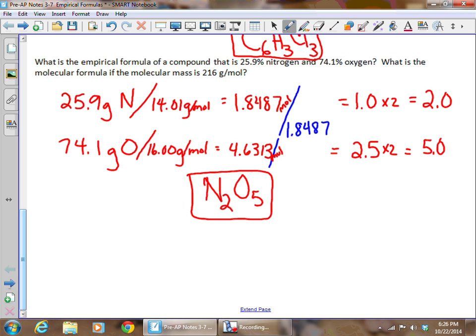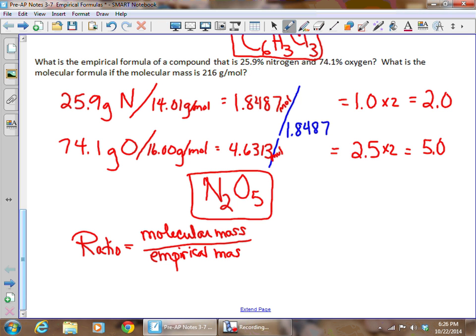And we box it and we're ready to go, except we hopefully realize we haven't finished the problem. The next part says, what's the molecular formula if the molecular mass is 216? So we need that extra step that we just did in the previous problem. We need to get the ratio. Remember, the ratio is going to be the molecular mass, which they have to give us, divided by the empirical mass, which we have to add up from our empirical formula. So our molecular mass they gave us, they said it was 216 grams per mole.